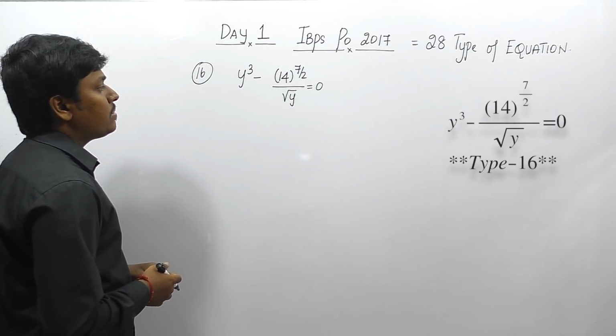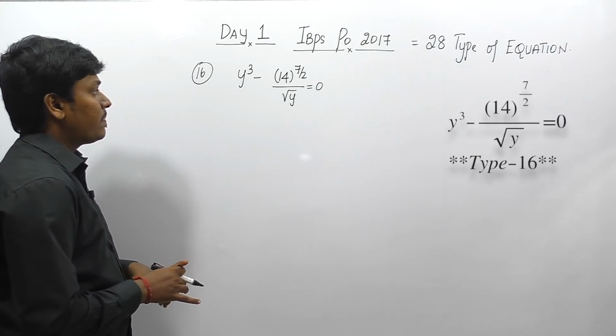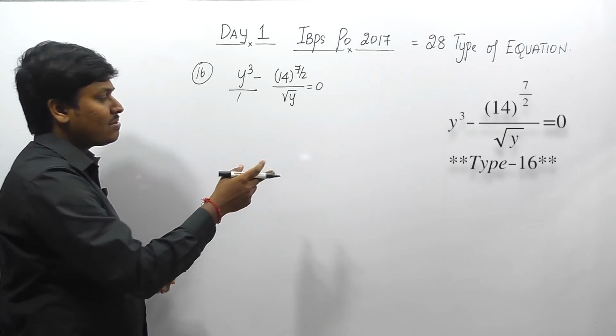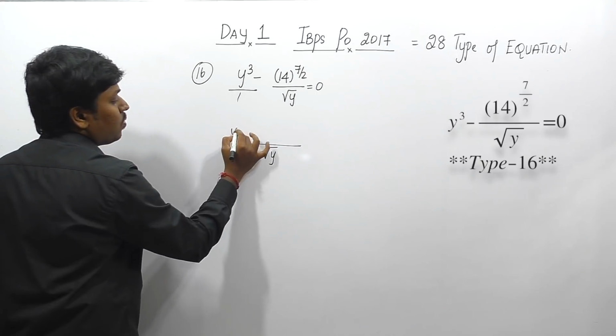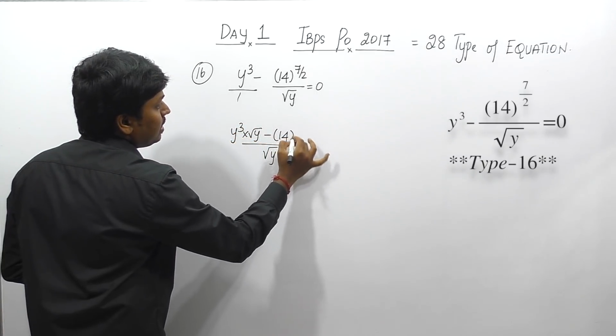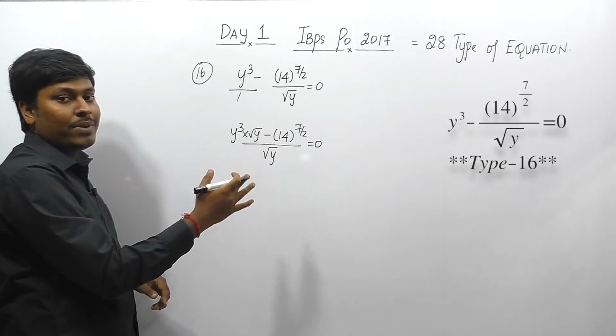Number 16 equation. y cube minus 14 power 7 by 2 divided by root of y is equal to 0. Here the denominator is 1, and here the denominator is root y. So let me do one thing, take the LCM as root y. So this becomes y cube into root y, minus 14 power 7 by 2, is equal to 0. Friends, I am just taking root of y as an LCM.